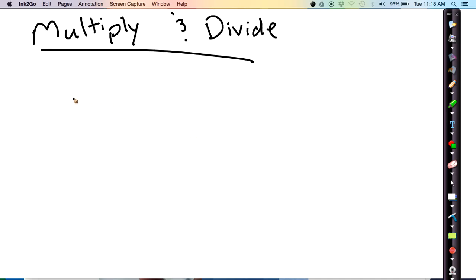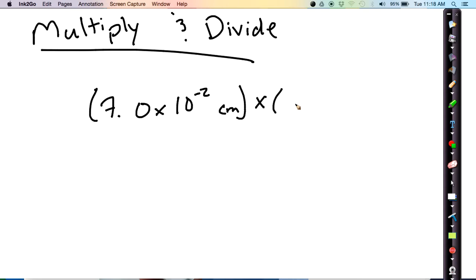For instance, let's say we have two measurements. We're trying to calculate, let's say, the area of a rectangle, and we have dimensions of 7.0 times 10 to the negative second centimeters, and the other dimension 2.0 times 10 to the negative third centimeters. So we need to multiply these numbers in scientific notation.